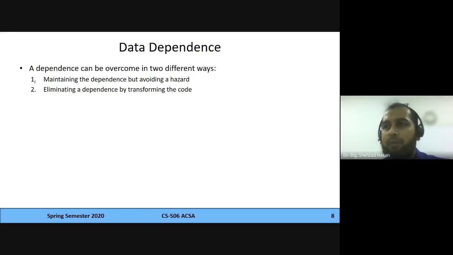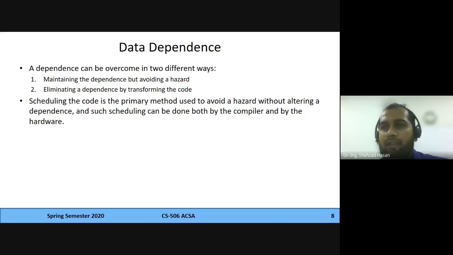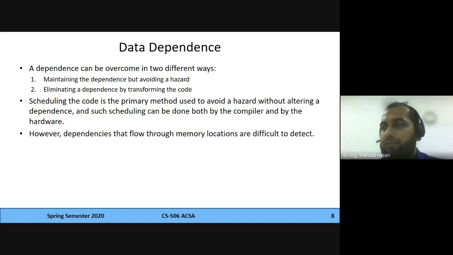So mainly what we do is we try to avoid the hazard, right? And for that, what we do is schedule the code. This is the simplest thing that we can do: try to find instructions in the code which are not dependent, and try to fill in these slots, right?